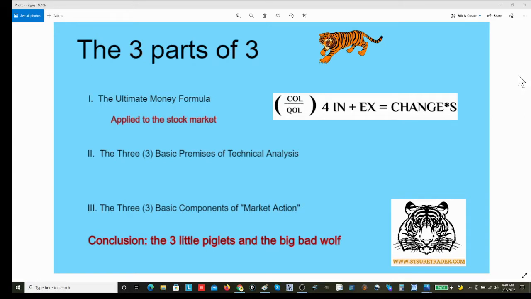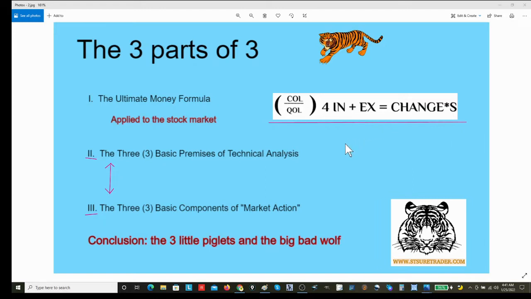Okay. Here's the first of the three parts of three. I just want to give you a quick introduction first before we move on to looking at the entire ultimate money formula, as well as describing the three parts of three, which is the three basic components of market action and the three basic premises of technical analysis. These two are actually interchangeable. It doesn't really matter which comes first. What ultimately matters is you understand the entire idea of the three parts of three, and the three parts of the ultimate money formula, which we have discussed previously.